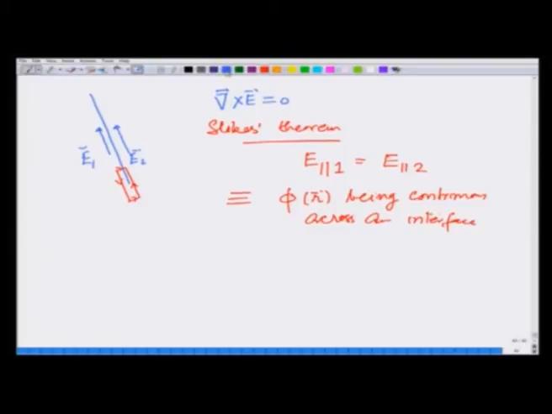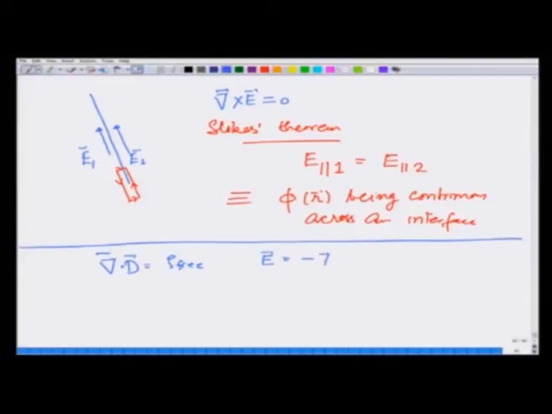So, let us summarize all this. What do I have? I have to solve the problems. Divergence of D is equal to rho free. I have E equals minus grad of V. I wrote phi for the potential. Let this be written as V of R. I also have a constitutive relationship. D is equal to kappa epsilon 0 E, or equivalently the local polarization P at R is equal to chi epsilon 0 E, and then I add to all this the boundary conditions.